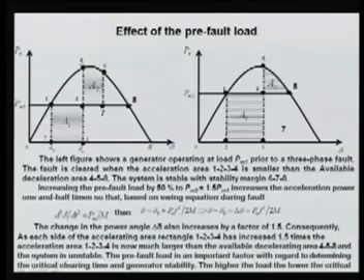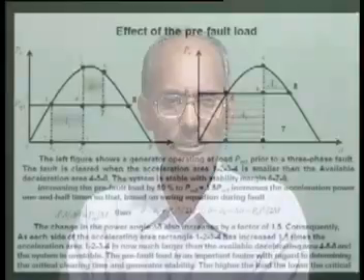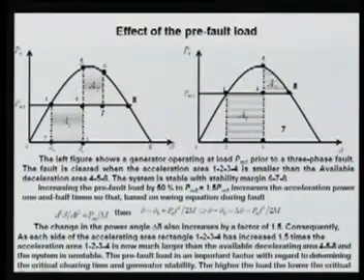Now let us see the effect of the pre-fault load. Earlier your system was loaded at PM1. Now in this case, again the same system has a three-phase fault at the bus. Say its curve is similar to the previous one. So it was operating at point 1, that is at angle delta naught.